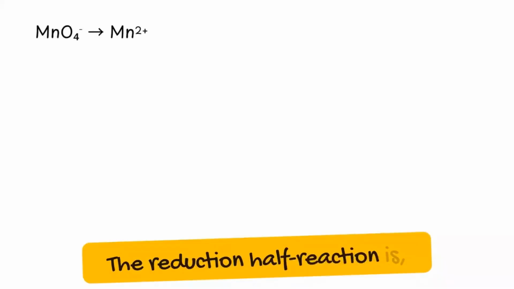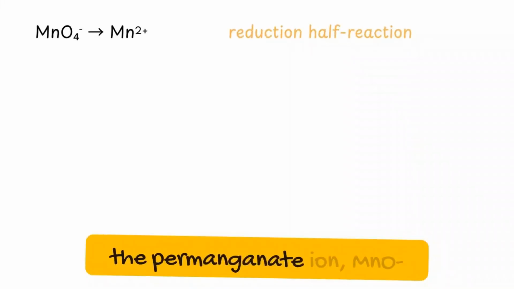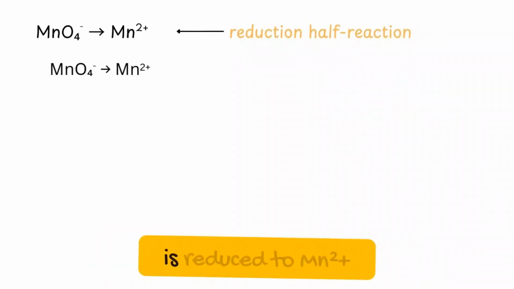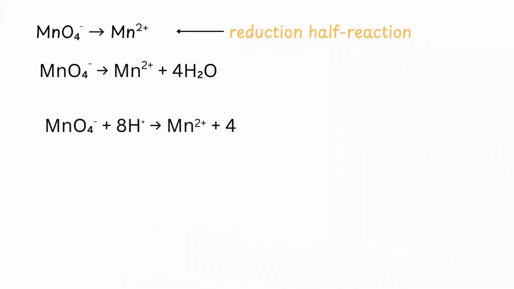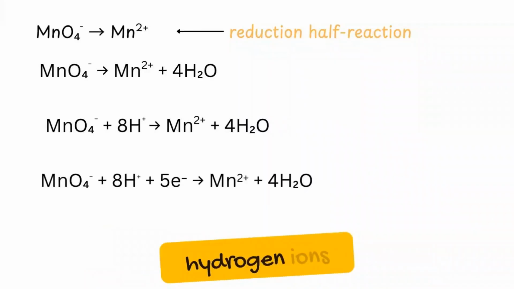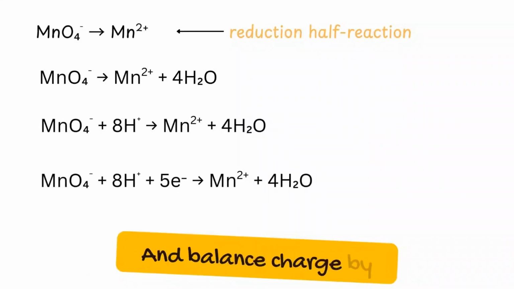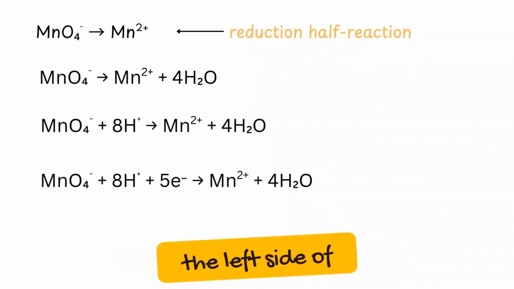The reduction half reaction is the permanganate ion, MnO₄⁻, is reduced to Mn²⁺. The atoms in the equation are balanced. Balance oxygen by adding water, balance hydrogen by adding hydrogen ions, and balance charge by adding 5 electrons to the left side of the equation.